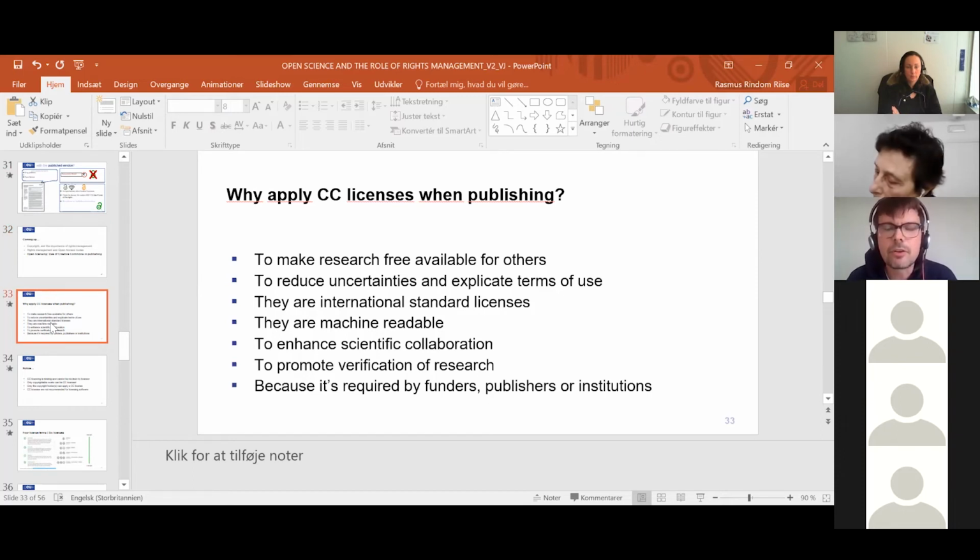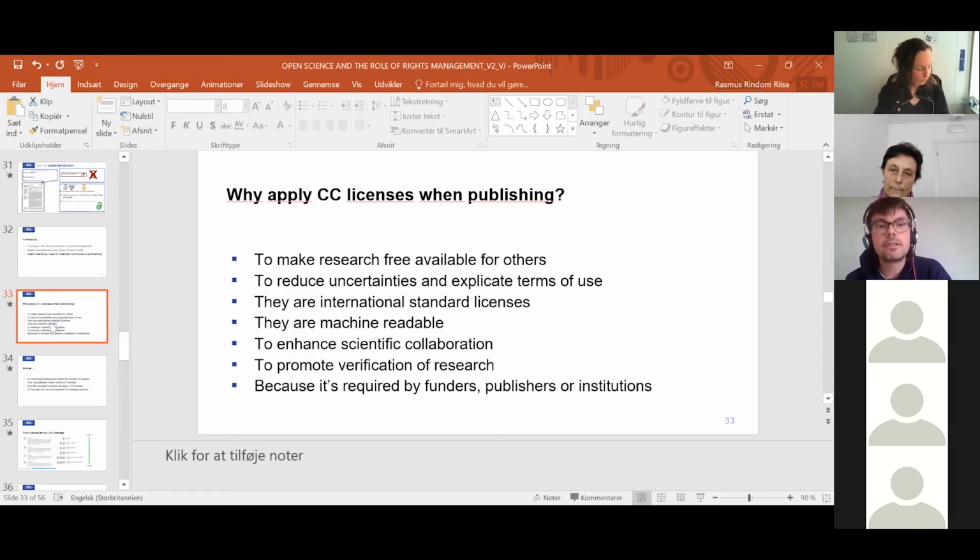But why apply CC licenses in the first place, and what are the benefits of Creative Commons licenses? Well, first of all, it's a great way to make research and any work freely available for others, versus the default copyright, the all rights reserved copyright. That means that the copyright holder or the originator has the exclusive right to use, display and distribute the work. The CC licenses, all of them, make it possible to distribute without getting permission from the originators. It also reduces the uncertainties and explicates the terms of usage of the work, how the work can be used in order of the licenses that have been applied to the works.